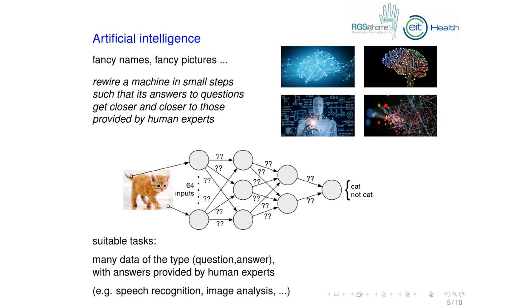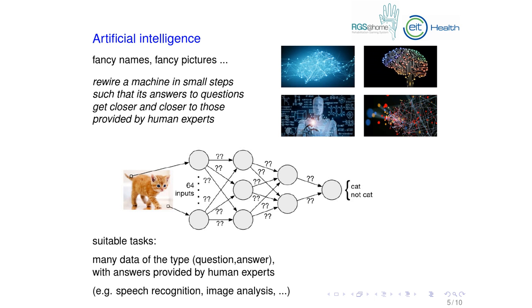They will learn the answers that are given by experts, but once they've learned it, the hope is that they will also be able to answer new questions and that they will be able to do it much faster than humans can. So suitable tasks for this type of machine in artificial intelligence are those where you have many data of the type question with a corresponding correct answer, and these answers are provided by humans.